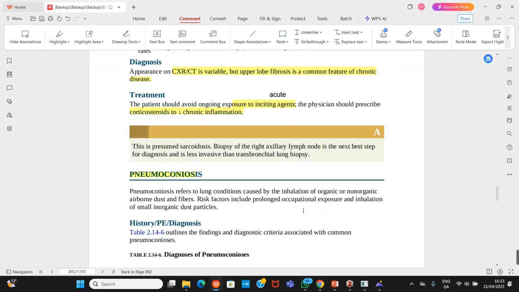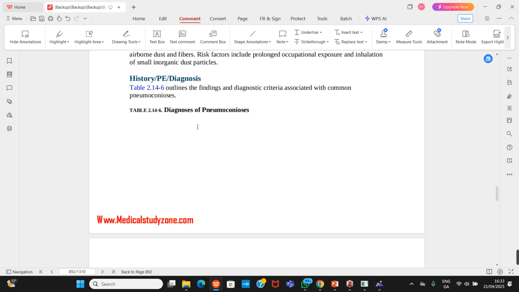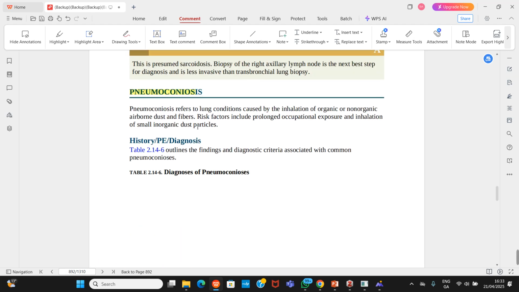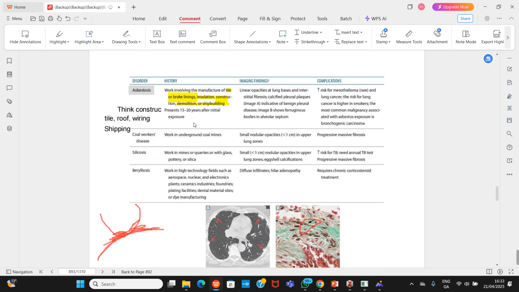So moving on to the pneumoconiosis. This refers to exposure to organic or non-organic dust. A lot of them are occupational lung disease, so people that work in certain occupations are the ones that get exposed to all these things. The first we have here is asbestosis, and this one is very common in people that work in the tile industry, like mechanics, brake lining mechanics, insulating companies, construction, demolition, and shipbuilding.